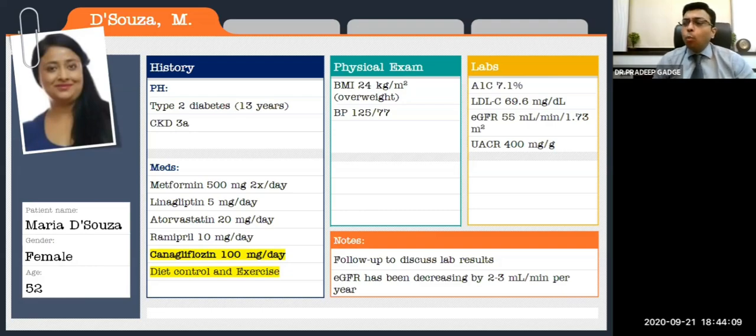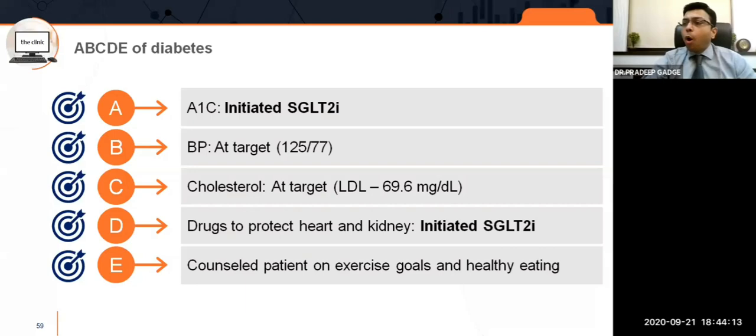So just see what exactly has happened to this patient after initiation of SGLT2 inhibitor. Now all A, B, C, D, E of diabetes in this patient are on target. So what we learn from this patient is canagliflozin 100 mg is indicated for kidney protection.